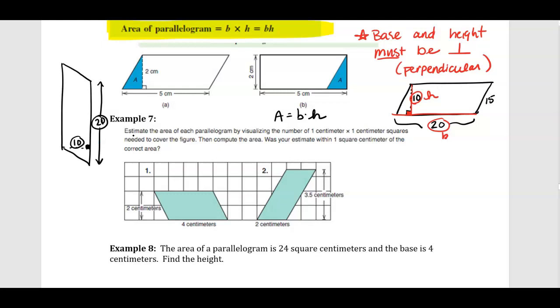So looking ahead, let's look at example 7. It says to estimate the area of each parallelogram by visualizing the number of 1 centimeter by 1 centimeter squares. So that means one of these squares. How many of these squares would make up this parallelogram? So this is a good activity because if you were doing this with kids, this is a good way to start area because it requires them to really estimate, which is good, and also get an idea of what area means as opposed to just plugging and chugging using a formula, which a lot of times we're just going through the motions and not really thinking about what it means.